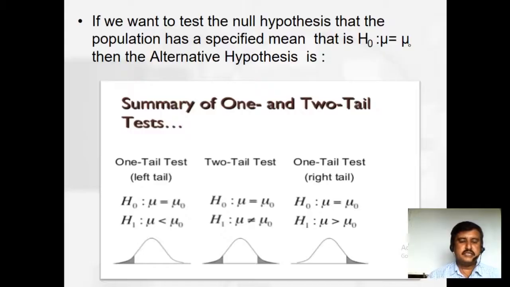Then one-tail test, that means right-tail test, mu greater than mu naught. When mu is less than mu naught, it's called left-tail test. When mu is not equal to mu naught, we say two-tail test. And when mu is greater than mu naught, we say right-tail test. That means according to the given null hypothesis, you need to take which tail test we need to solve: left-tail test, right-tail test, or two-tail test.